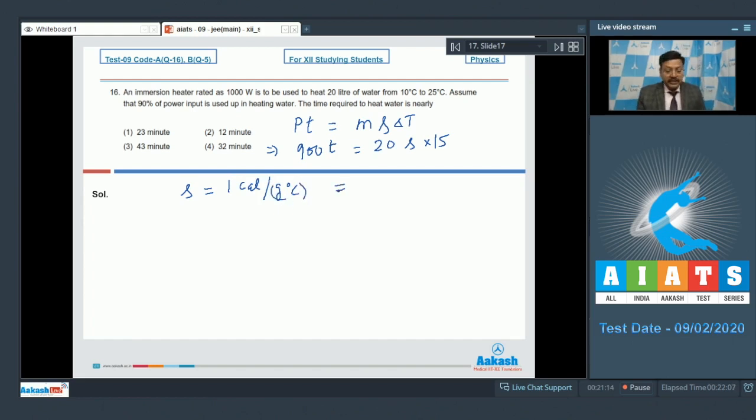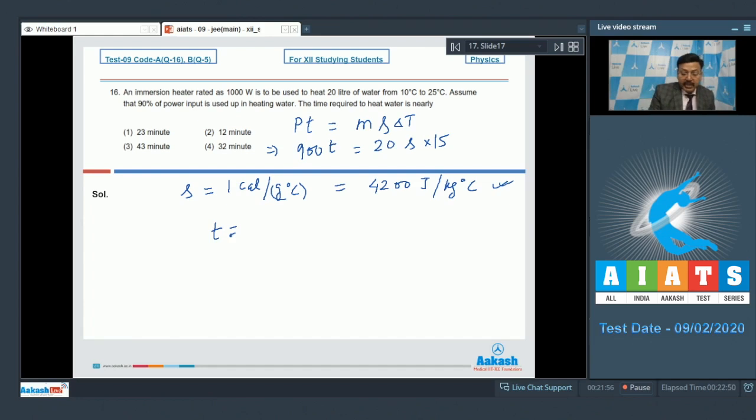We need to convert this into SI units, and that means we need to convert calorie into joule, gram into kg, and so on. This value will then come out to be 4200 joule per kg per degree C. Not necessarily, this is not completely SI unit because I have used degree C, but it is also 4200 joule per kg per Kelvin, and since it does not really matter because 1 degree Celsius interval is same as 1 Kelvin interval, we simply need to put this value of S and solve for t.